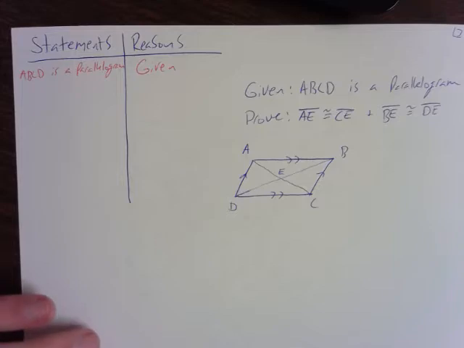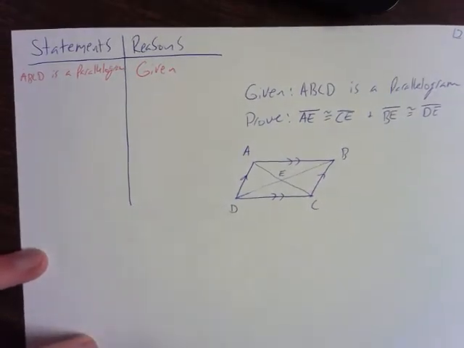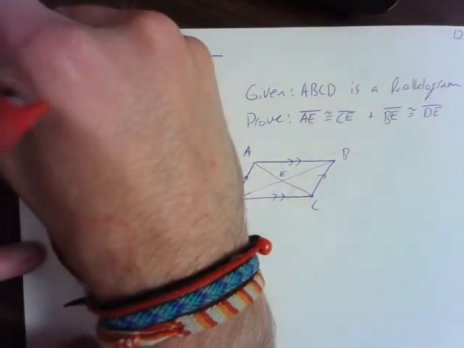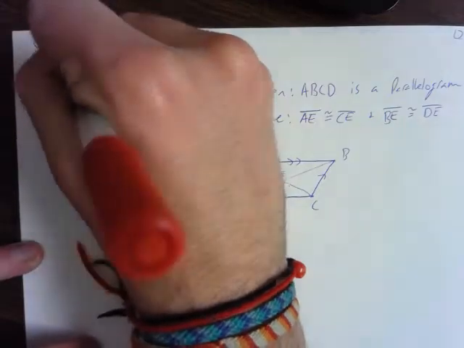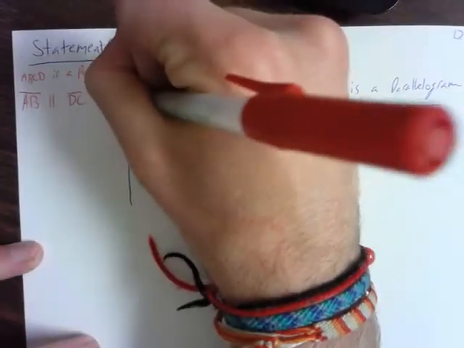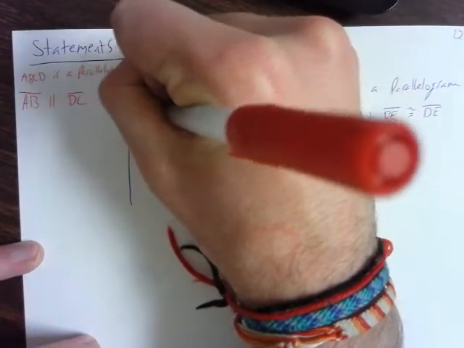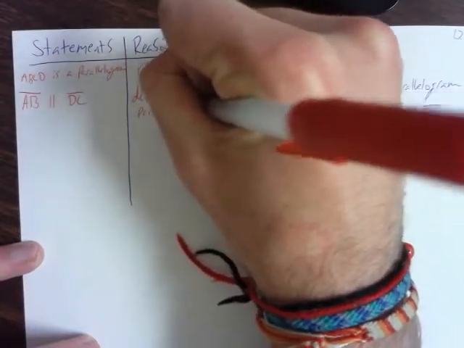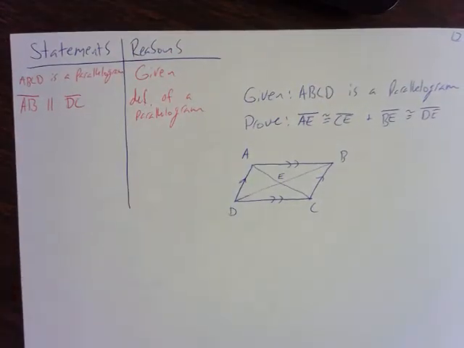Next statement is that AB is parallel to DC. So I'll say that line segment AB is parallel to line segment DC, and that is the definition of a parallelogram. We're using a lot of the same statements and reasons for all these proofs, so we need to be able to remember them and know when they come into play and why they're important.